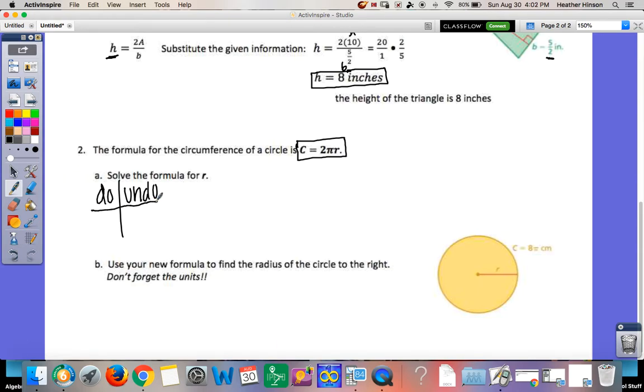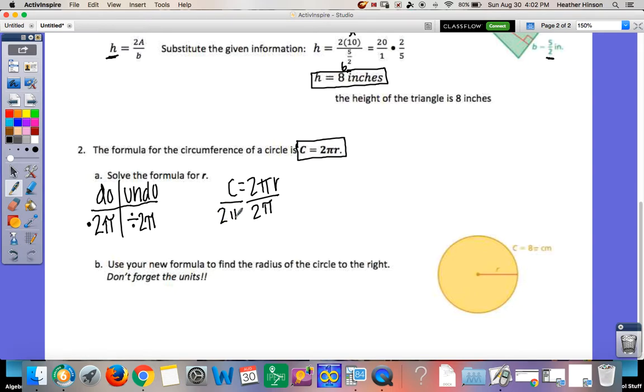Okay, so for our do-undo table, over here with r, it's being multiplied by multiple things. It's being multiplied by 2 and by pi. We can take all of it at one time. You don't have to separate them up. So instead of multiplying by 2 pi, when we undo it, we're going to divide by 2 pi. So we're going to divide out both numbers.